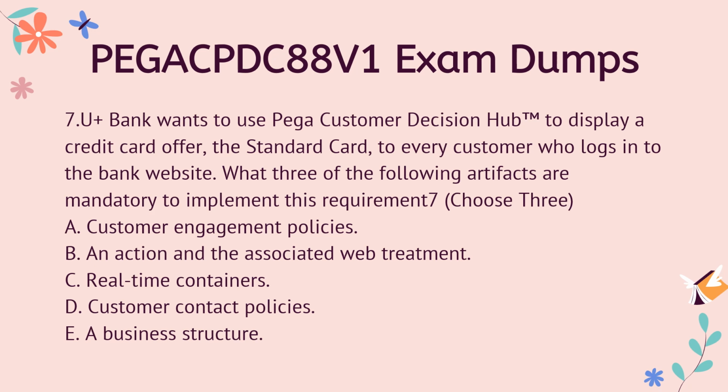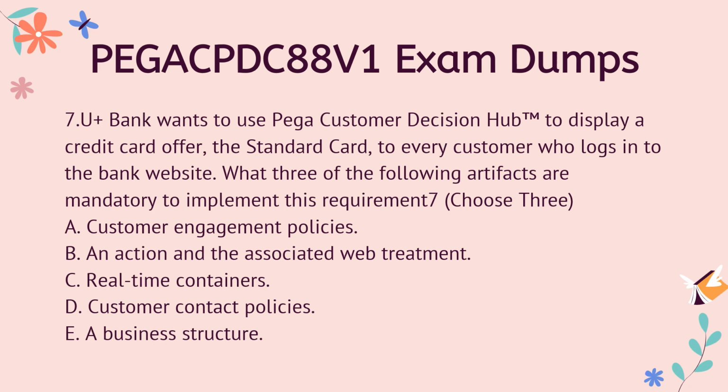7. U+ Bank wants to use Pega Customer Decision Hub to display a credit card offer, the standard card, to every customer who logs into the bank website. What three of the following artifacts are mandatory to implement this requirement? Choose 3. A. Customer engagement policies, B. An action and the associated web treatment, C. Real-time containers, D. Customer contact policies, E. A business structure.